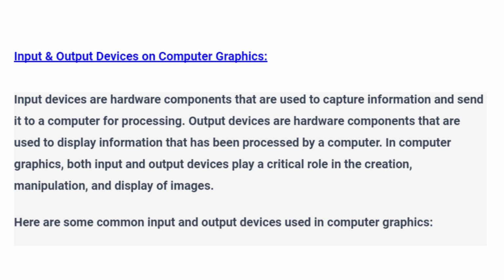Input devices are hardware components that are used to capture information and send it to a computer for processing. Output devices are hardware components that are used to display information that has been processed by a computer. In computer graphics, both input and output devices play a critical role in the creation, manipulation, and display of images. Here are some common input and output devices used in computer graphics.